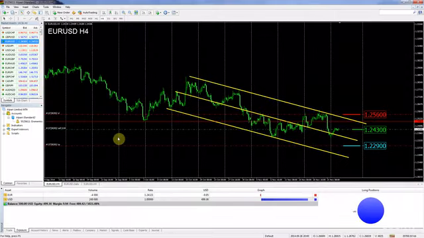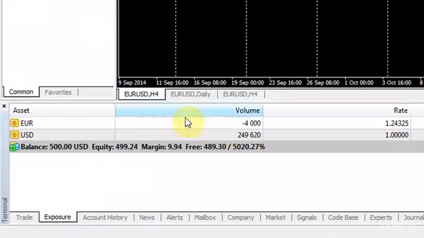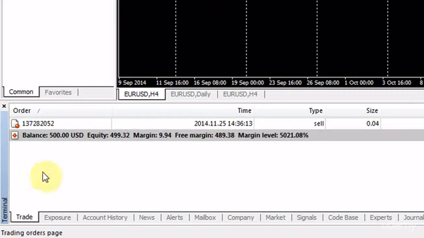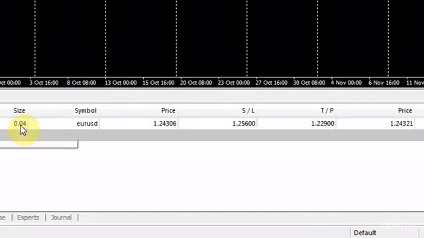As you can see, we've got new exposure to the euro here. It is negative because we conducted a sell order. Here we've got some information on the margin and what's going on with the equity. Now if we move to the trade tab, you'll see your order here. So that's the ticket number of our order. That's the time when it was open. That's the type of order. It's a sell order. Size, the volume in lots, 0.04.